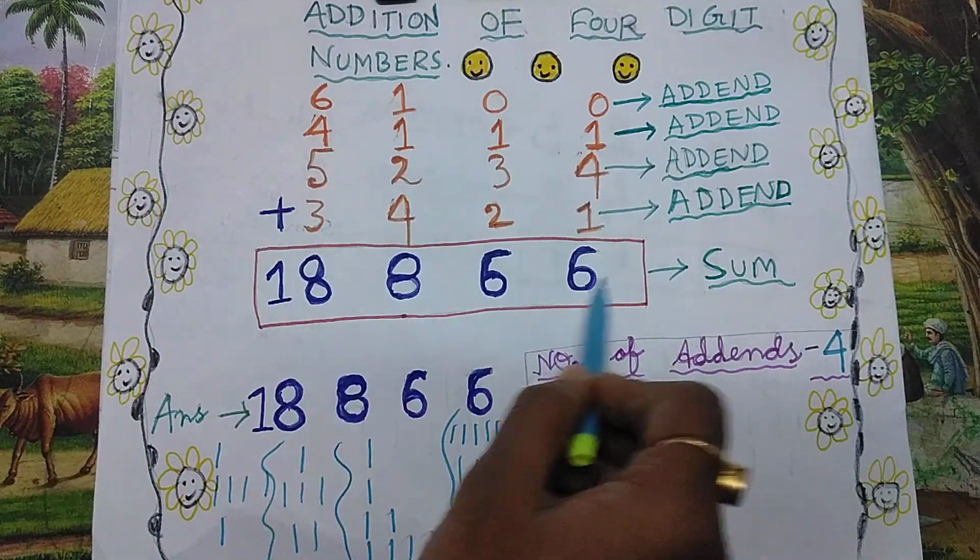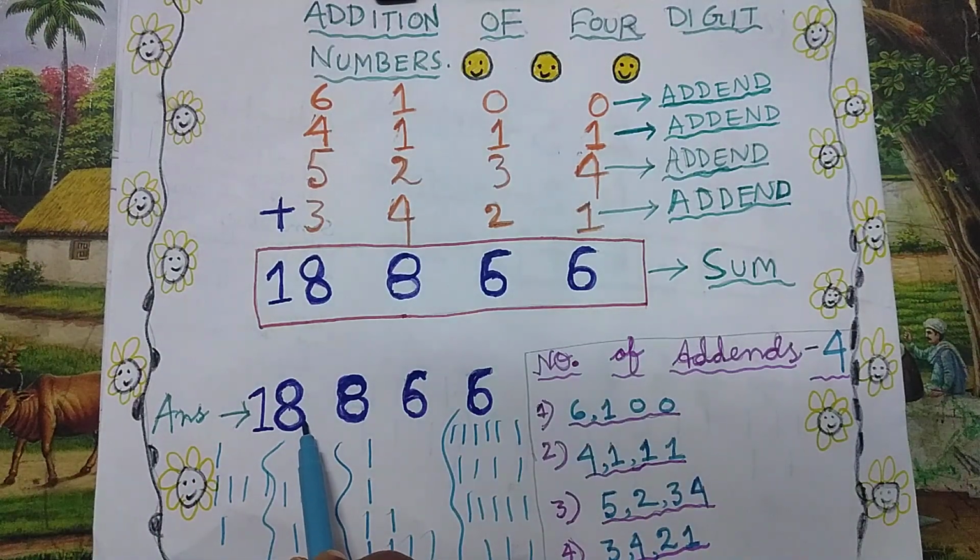So what is the answer? The answer is 18,866.